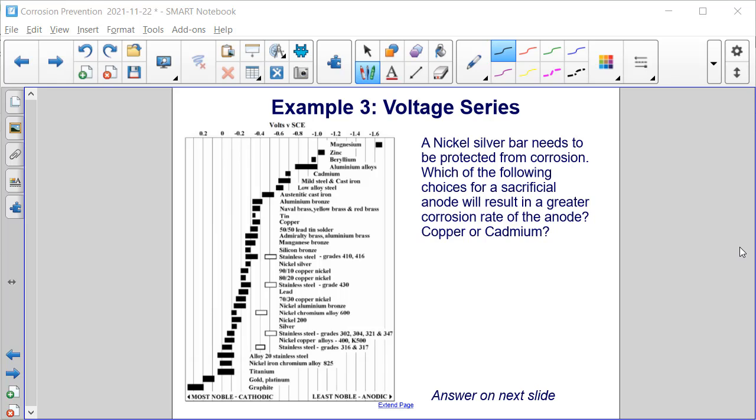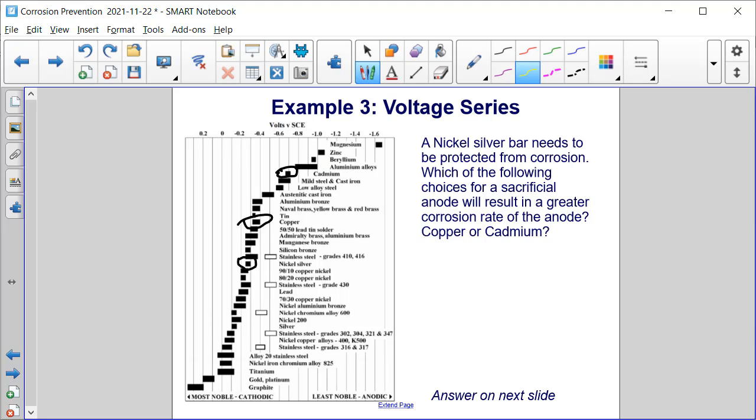Here's example 3 using this voltage series. A nickel-silver bar needs to be protected from corrosion. Which of the following choices for a sacrificial anode will result in a greater corrosion rate of the anode? Copper or cadmium? So we first need to find all of these metals. So right here is nickel silver. Okay, and then let's also find copper and cadmium.